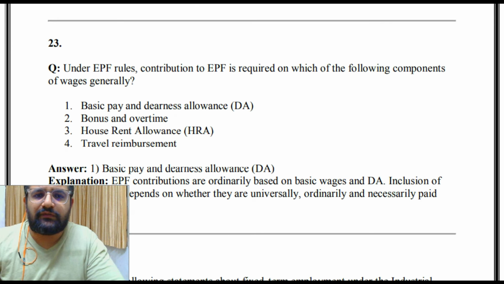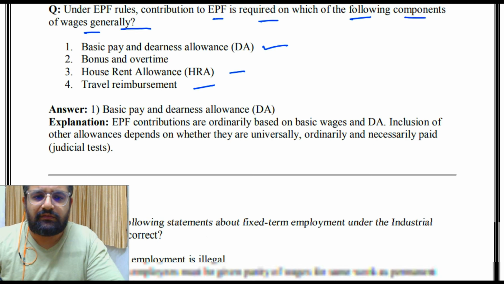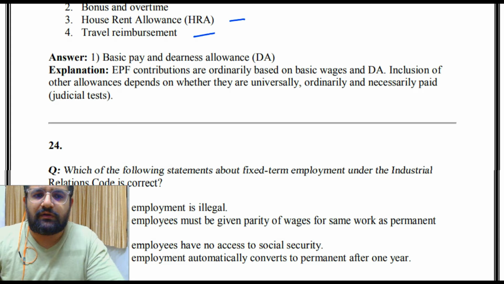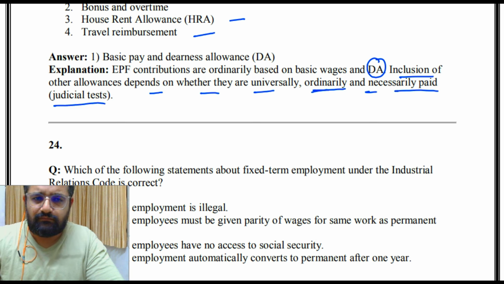Under the EPF rule, contribution of EPF is required on which of the following components of wages generally? Basic pay and dearness allowance, that is DA, bonus and overtime, house rent allowance, travel reimbursement. So basic pay and dearness allowance. EPF contributions are ordinarily based on basic wages and DA, that is dearness allowance. Inclusion of other allowances depends on whether they are universally, ordinarily, and necessarily paid, the judicial test.